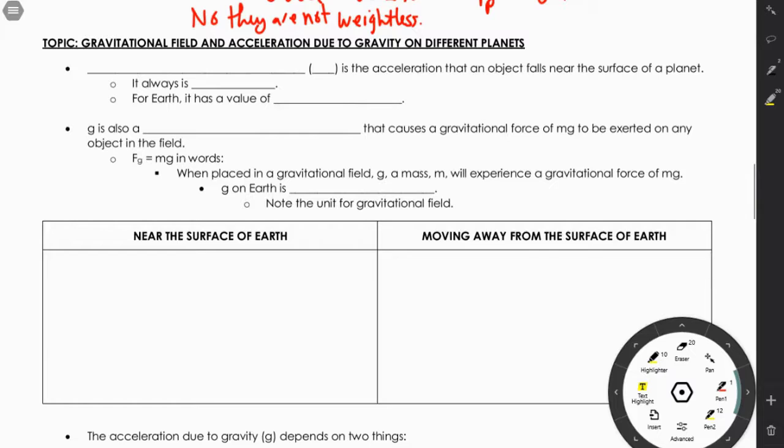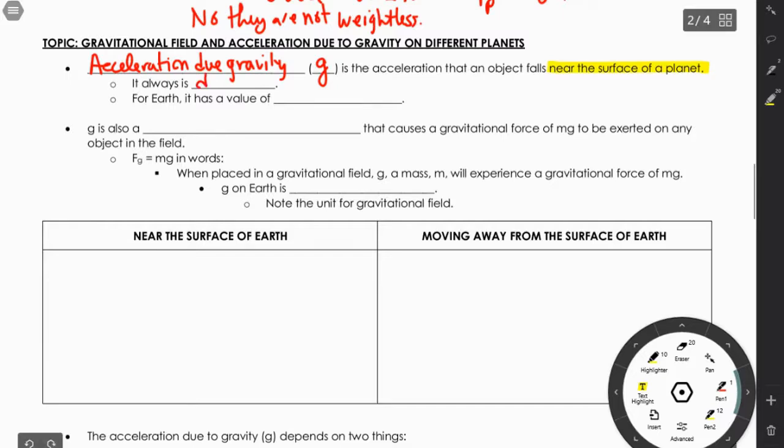Okay, and so we've been talking about this g value, right? That g value is what we call acceleration due to gravity. A lot of times students will want to say, oh, this is just gravity, right? No, this is not gravity. This is acceleration due to gravity, right? So it's the acceleration an object falls near the surface of a planet. Again, near the surface of a planet. This has no application once you go outside a certain area, okay?